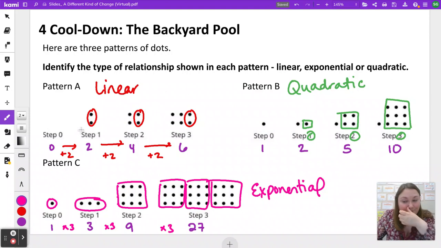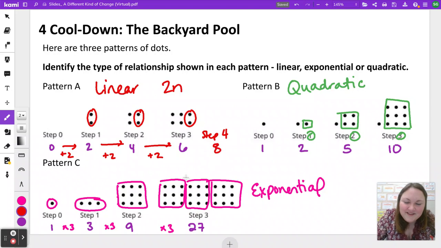You could even, if you want, write expressions for each of these. For example, this first one here is linear because I can represent it as 2n if we make n the step number, right? If I jump to step 4, I'm just taking 2 times 4 to get that there's a total of 8.